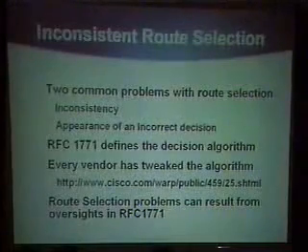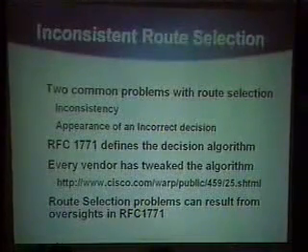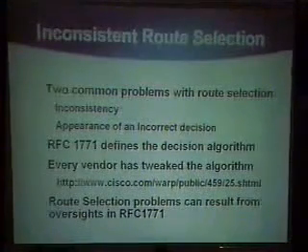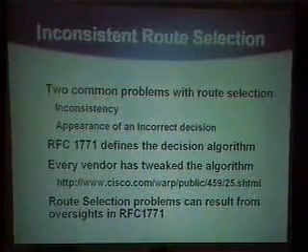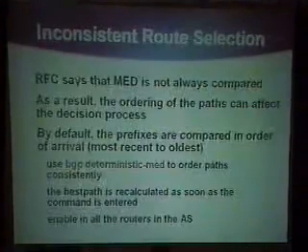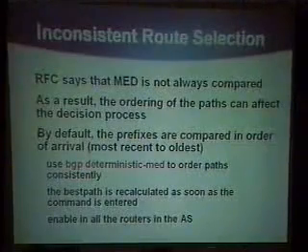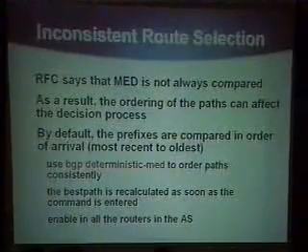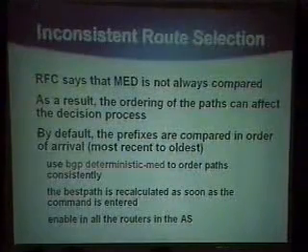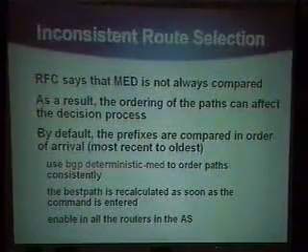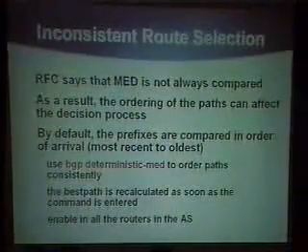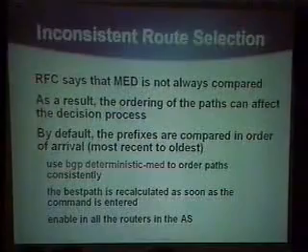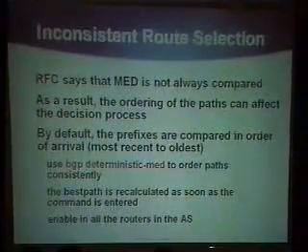The route selection algorithm has left bits that are open to interpretation, with the result that every vendor that has implemented BGP has done the path selection slightly differently. The basic thing is, the RFC says that the MED is not always compared, or the way the MED is compared is unusual. As a result, the ordering of the paths can affect the decision process. It depends what order the paths appear in the router, what order they were received. By default, the prefixes are compared in order of arrival, most recent to the oldest.